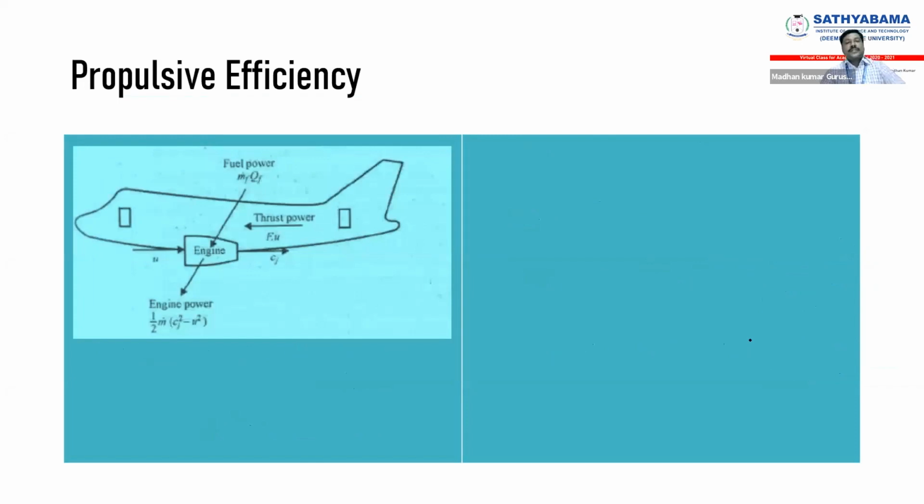Next, we are going to see propulsive efficiency. You need some power in order to give the propulsive power, and for that you need a device called the engine. With the help of the jet engine you attain some thrust, so we have thrust power and fuel power. What is meant by propulsive efficiency? Propulsive efficiency is the ratio of thrust power to engine power. Your engine power is nothing but all the kinetic energies.